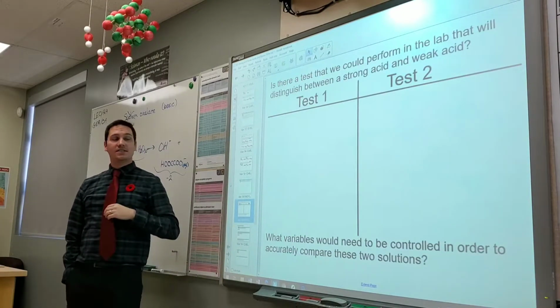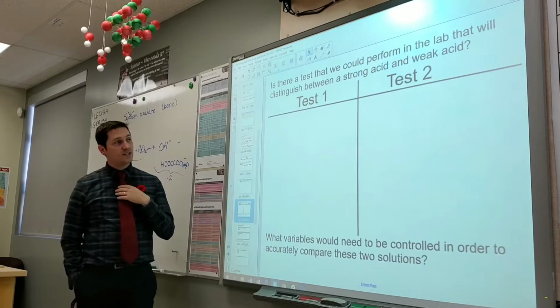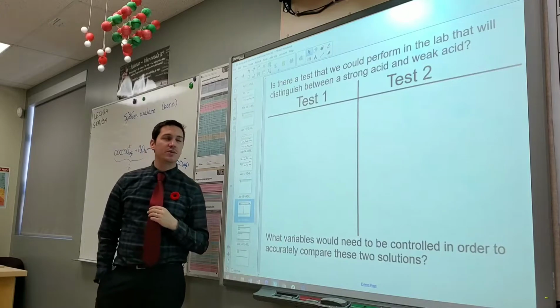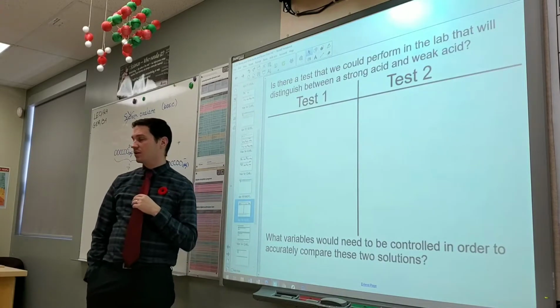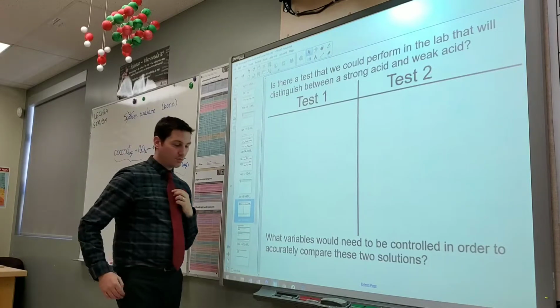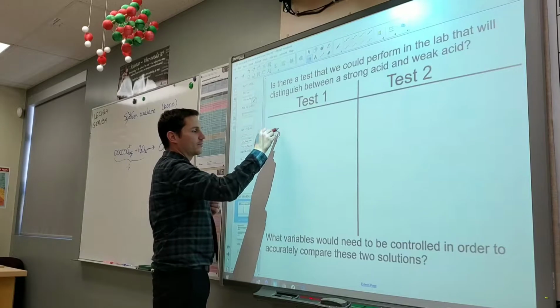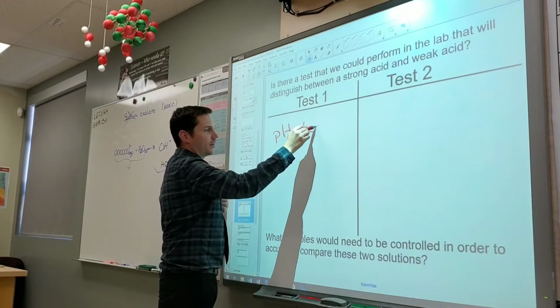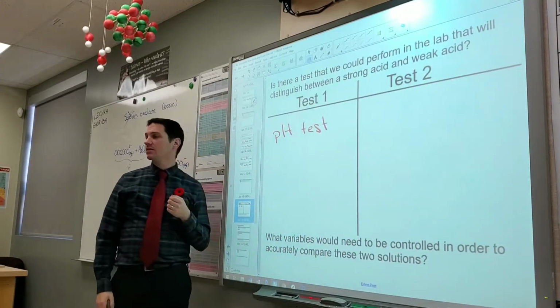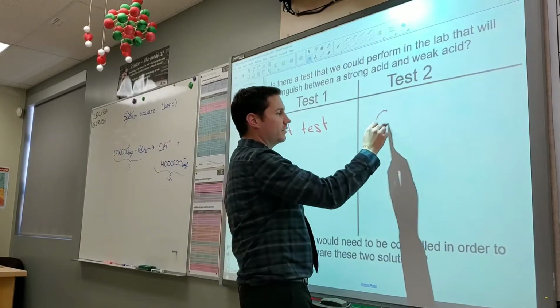Is there a test that we could perform in the lab that would distinguish between a strong acid and a weak acid? Lim, give me one test. pH. Yeah, pH paper, I guess. A pH test, right? And what's the last one, Cassidy? Conductivity.